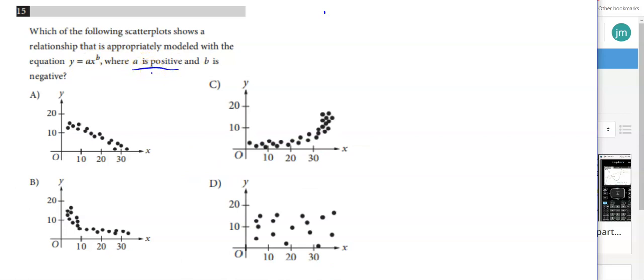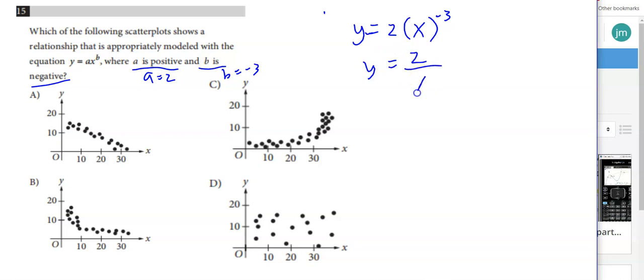So A is positive, I might say A is 2, and let's just say B is negative, let's say B is negative 3. So my equation would be, I just like to put numbers in there, y equals A, which is 2, times x to the power of negative 3. So this would be y equals 2 over x to the third, if you think about it that way. As x gets bigger, the graph is going to get smaller because the denominator gets bigger, which means the fraction gets smaller.